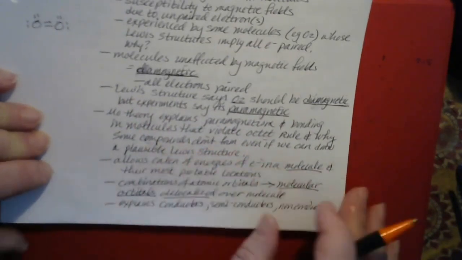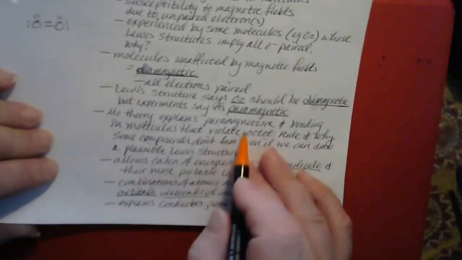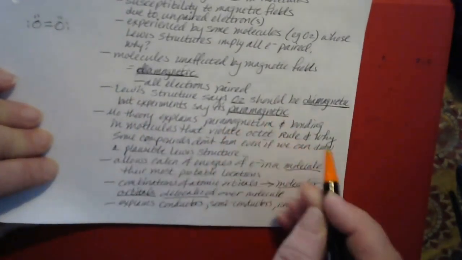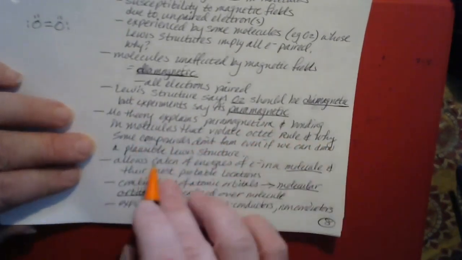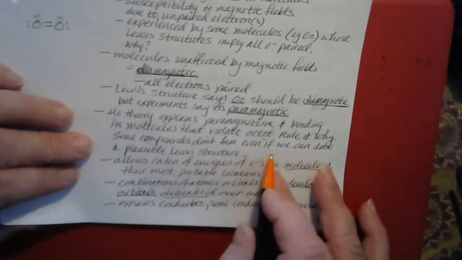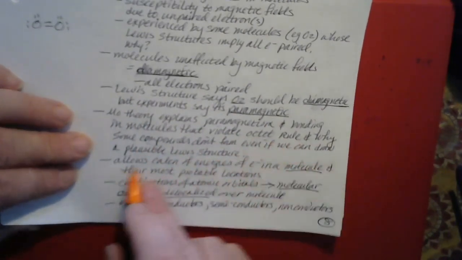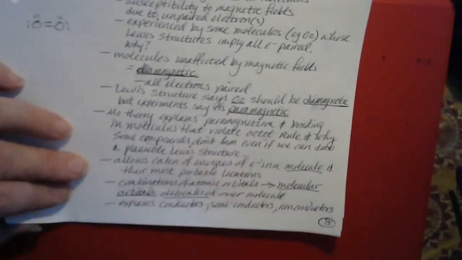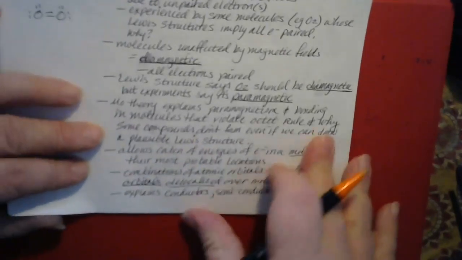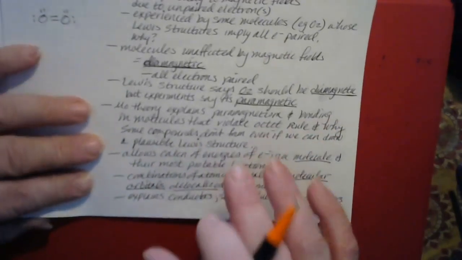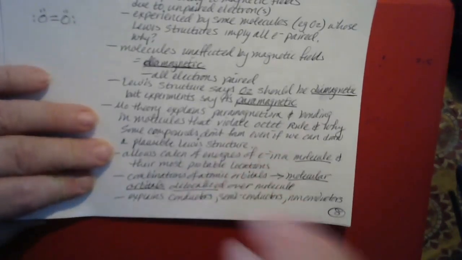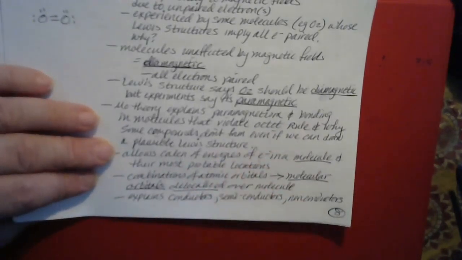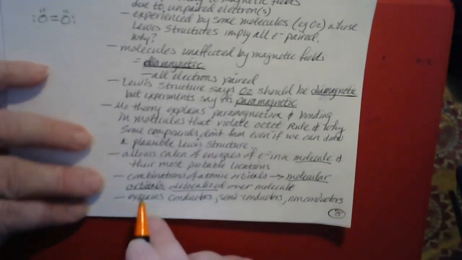Okay, let's see. Molecular orbital theory can explain paramagnetism and also bonding in molecules that violate the octet rule, and why some compounds don't form, even if we can draw a plausible Lewis structure. Okay, and it has to do with the stability of the bonds that form. And molecular orbitals give us a way to judge how stable a potential bond is. And if it's not stable, then it's not going to form.